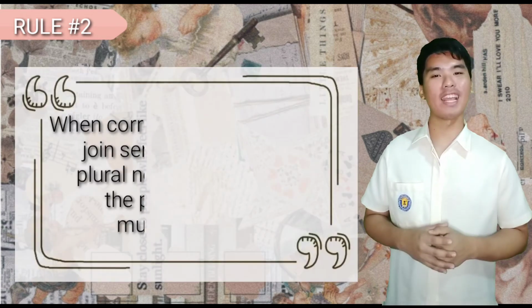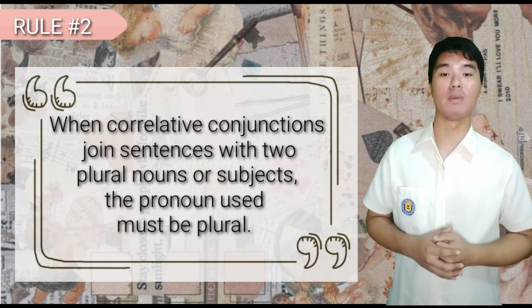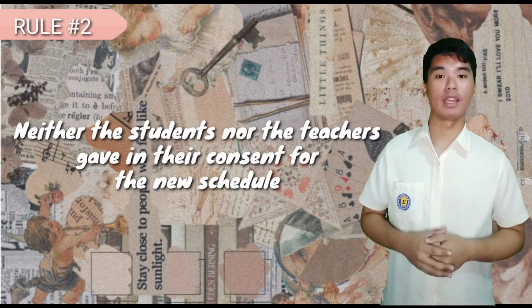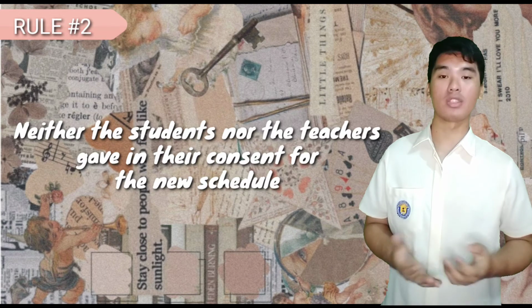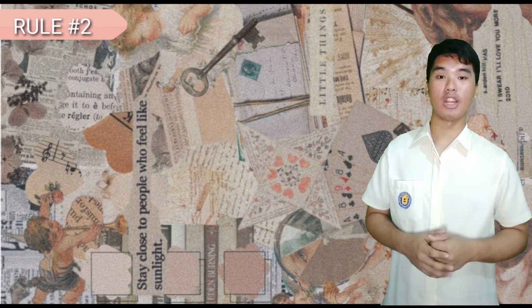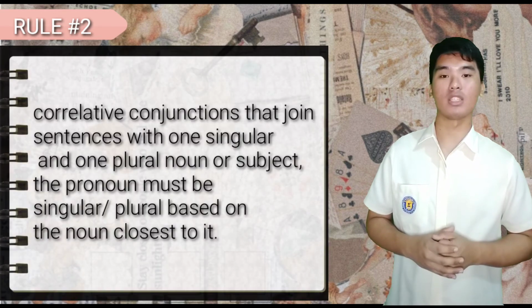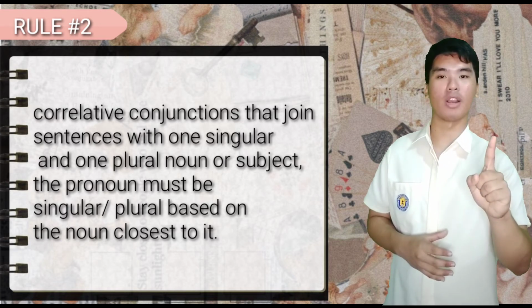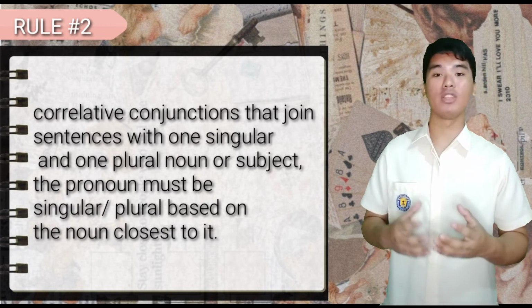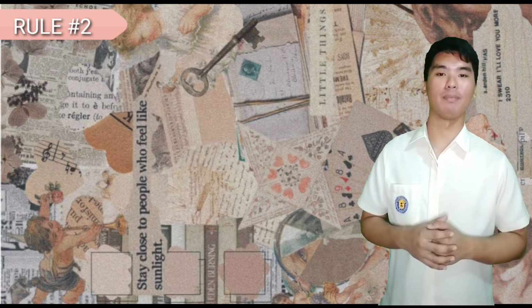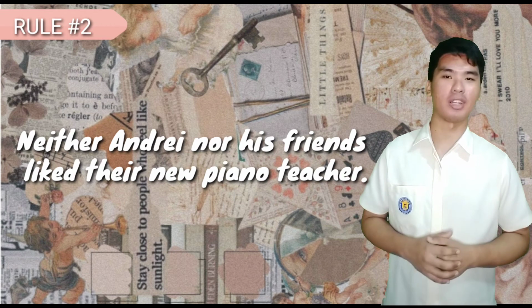Moving on, when correlative conjunctions join sentences with two plural nouns or subjects, the pronoun used must be plural. Example, neither the students nor the teachers gave in their consent for the new schedule. And in accordance with the first rule, when correlative conjunctions join sentences with one singular and one plural noun or subject, the pronoun must be singular or plural based on the noun closest to it. Example, neither Andrei nor his friends like their new piano teacher.